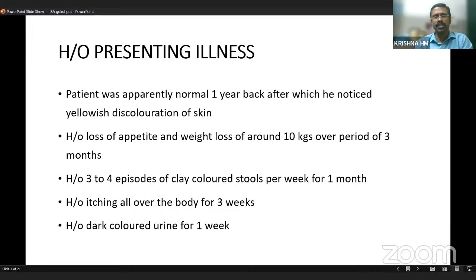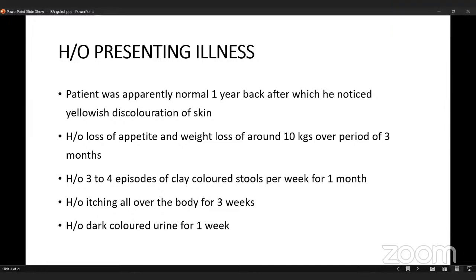So you said yellowish discoloration. So which is the site where it is seen earliest? Sir, earliest, if it is more than 3 milligram per deciliter, it will be visible in the sclera, sir, and the base of tongue.